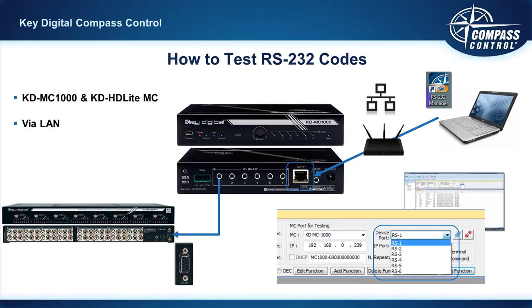Testing RS232 codes is quite simple. You use the RS232 Manager on your Compass PC. Your PC must be connected to the MC1000 on the same network. You will choose the desired device port for testing, and you'll connect an RS232 3.5mm stereo to DB9 cable to the RS232 port on the device you wish to control.